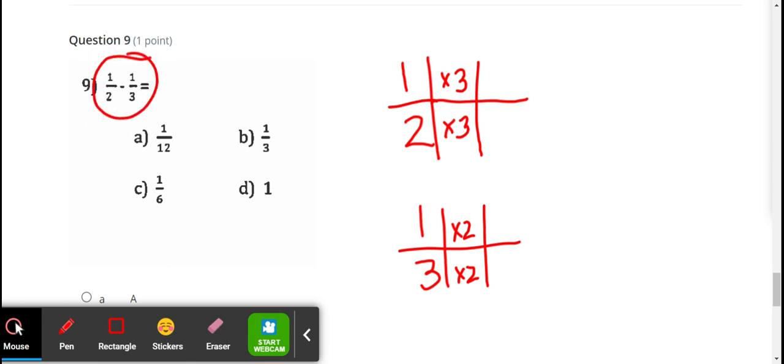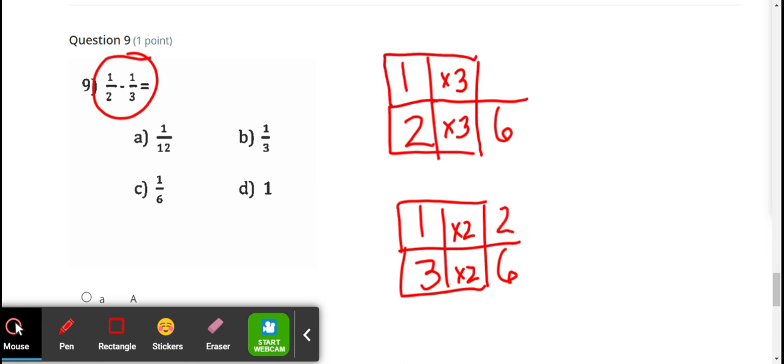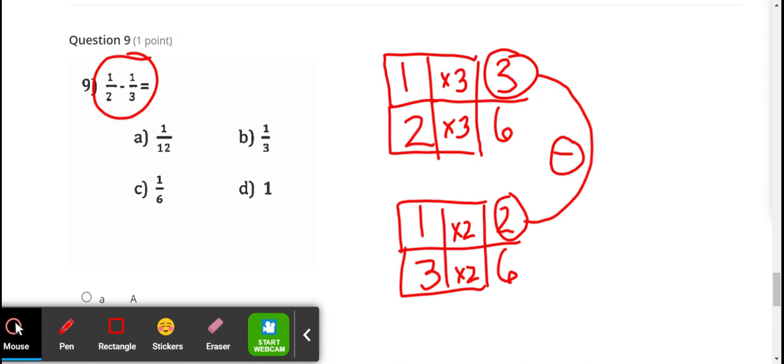We have a straight up subtraction problem here. So find a common denominator. 2 times 3 is 6. 3 times 2 is 6. 1 times 2 is 2. 1 times 3 is 3. So now we have the same denominator. We're going to subtract. That's going to be 3 minus 2, which is 1. And then the denominator is 6.